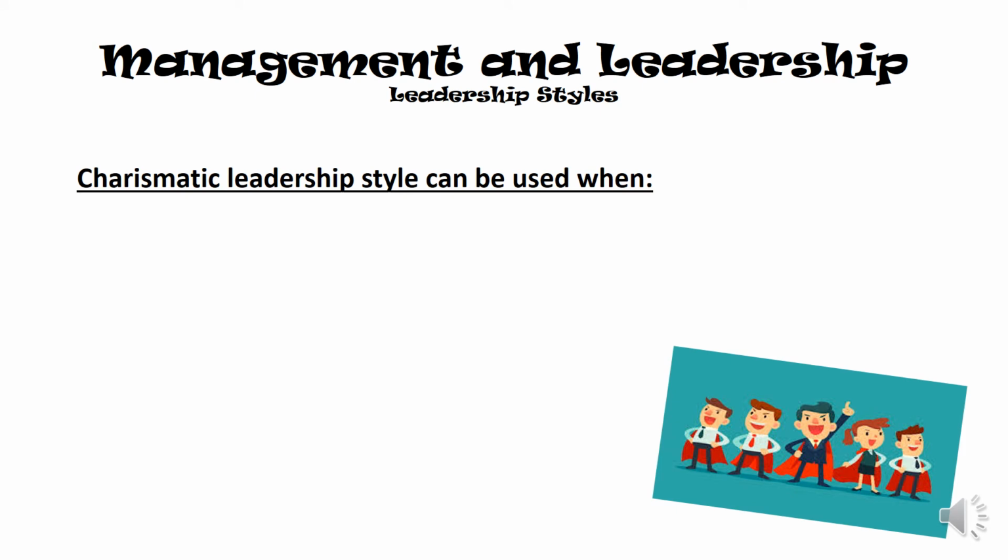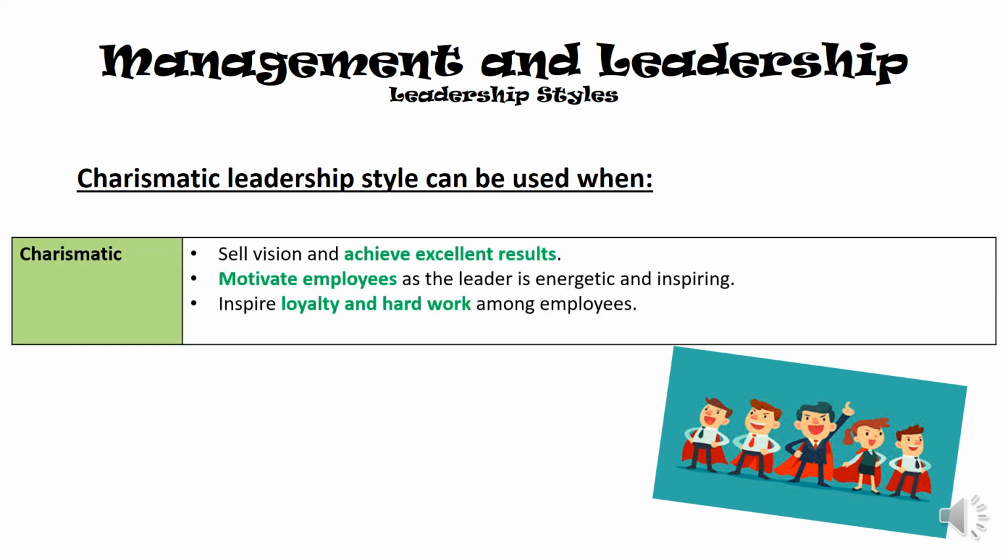The charismatic leadership style is the next one we are looking at, and this is a leadership style that can be used in the following situations. If you want to sell your vision and achieve excellent results. So in other words, if you want your subordinates, your employees, to buy into your vision, to believe in your vision. To motivate your employees because the leader is energetic and inspiring. So the charismatic leader uses his personality, his own energy and inspiration to motivate the employees also to reach their targets. And lastly, to inspire loyalty and hard work amongst employees because your employees are inspired by the hard work and the initiative that the charismatic leader is taking.